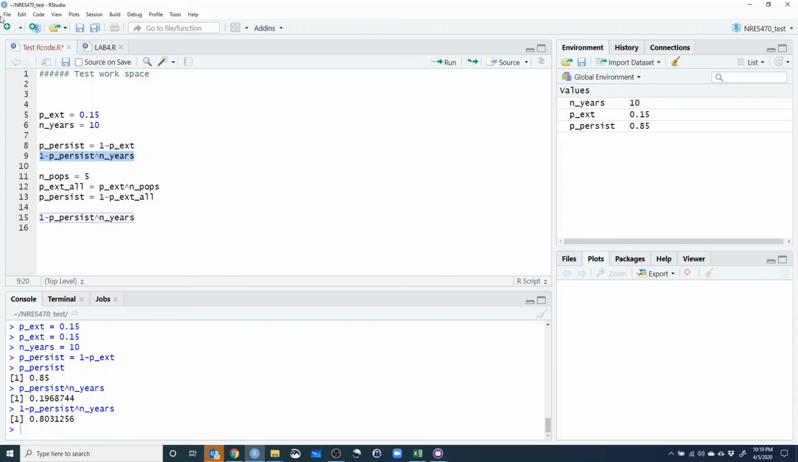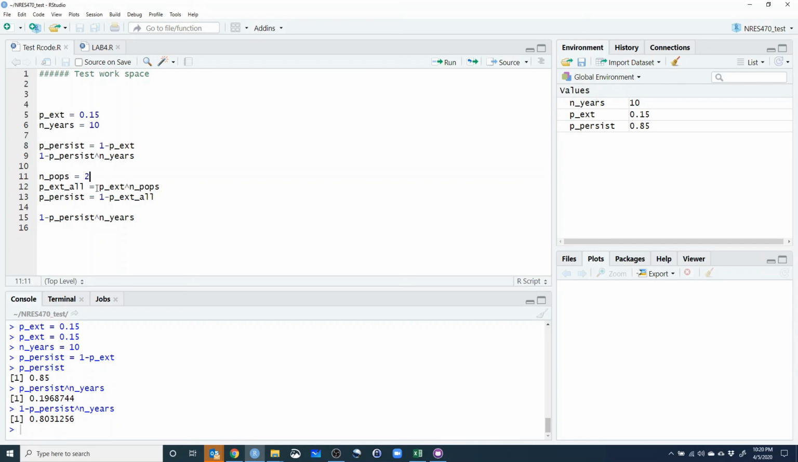What if we had more than one population? What if we had 2 populations? This is where the idea of spreading the risk is going to come into play. So now we have 2 populations. Their extinction probability is completely independent. So if one population goes extinct, the other one may or may not go extinct that same year. We compute it completely independently.